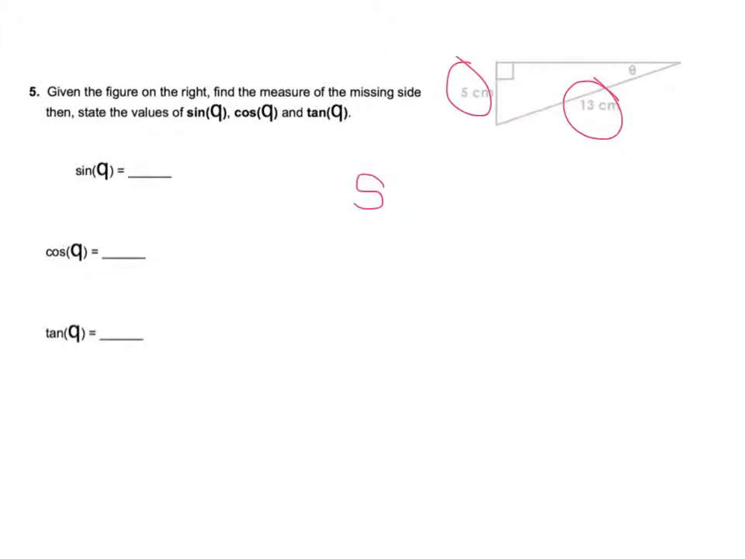So we have sine. 5 over 13. We were sure about sine of theta. That's 5 over 13. What about cosine? Cosine is not known yet.